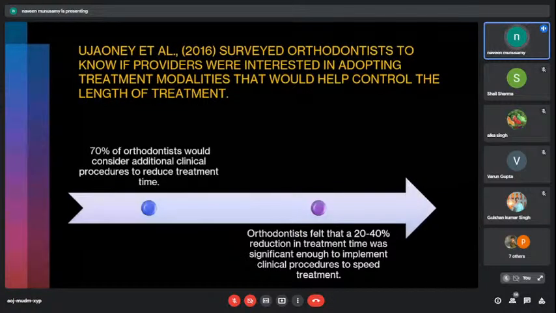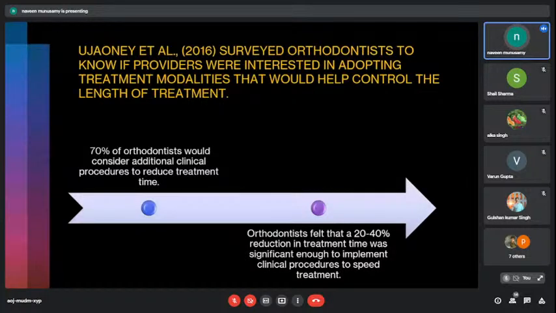this is a survey conducted in Illinois to know whether orthodontists are interested in this, and 70% of orthodontists said that they will consider additional clinical procedures to reduce orthodontic treatment time. And even a 20 to 40% reduction in treatment time was significant enough to implement clinical procedures to speed the treatment.